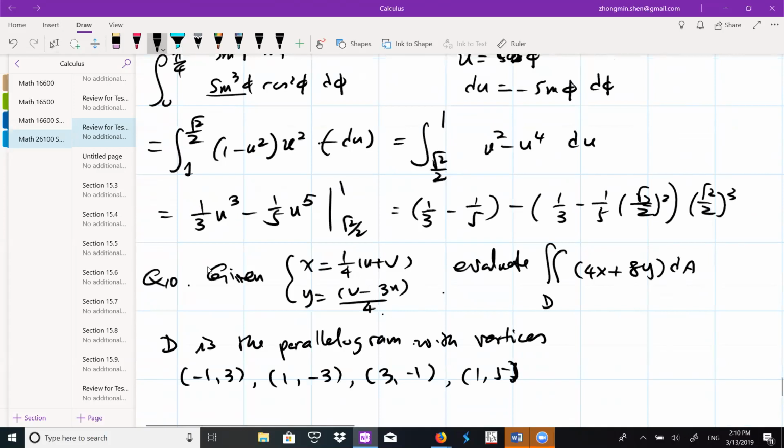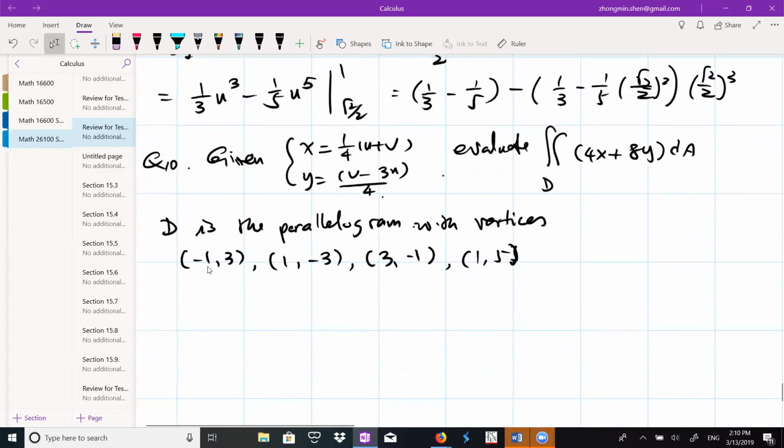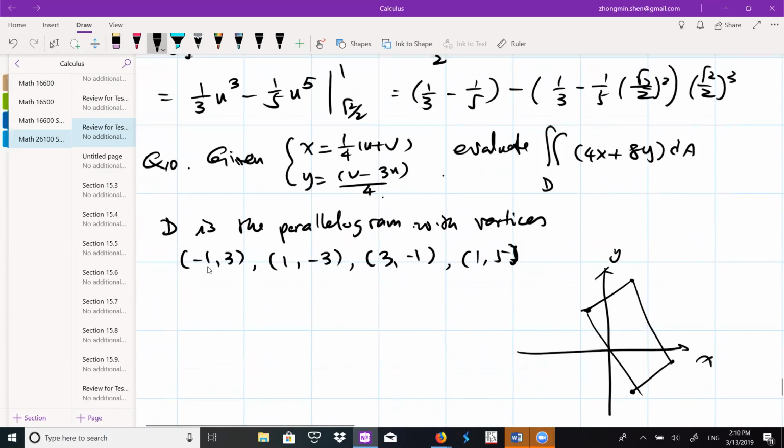So here's the problem. We are in the xy plane. (-1, 5) is here, (-1, 3) is here, (1, -3) is here, (3, -1) is here, and (1, 5) is here. So this is a parallelogram.